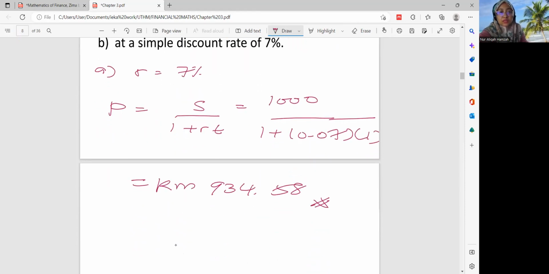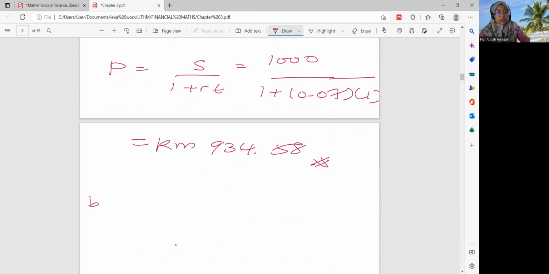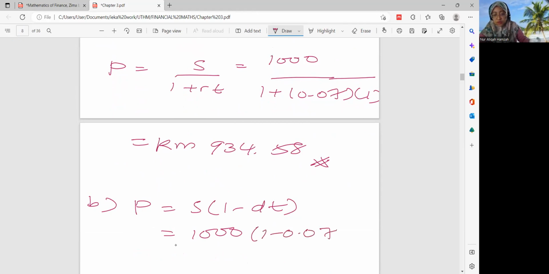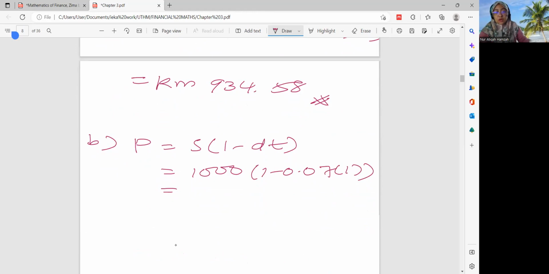For B, at a simple discount rate, we use the formula P is equal to S times (1 minus dT). Substituting 1 minus 0.07 times 1, the final answer is RM930.